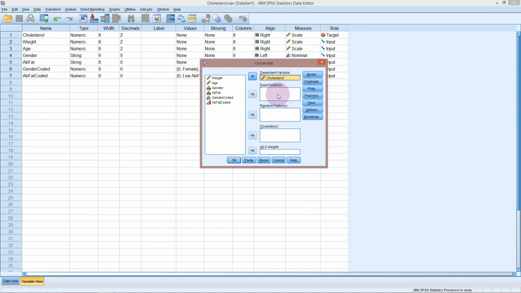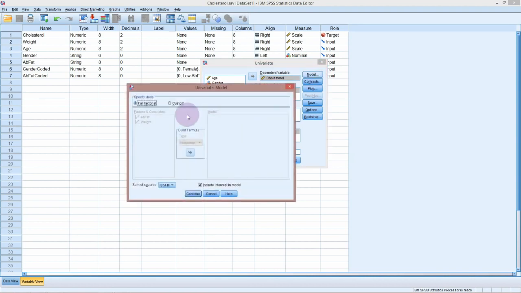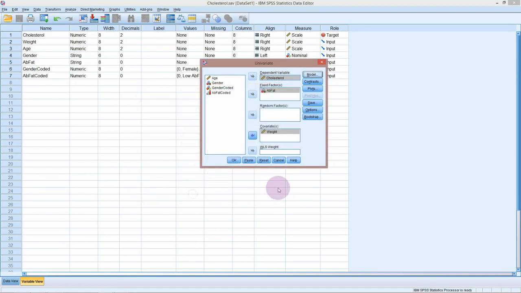The fixed factors, these are any categorical variables that you have, and we're just going to look at ab fat. And a covariate is something which co-varies with the dependent variable, and this would be another continuous variable. So I am going to put weight into this one. Now by default, I believe that SPSS will build a full model with all interactions, and we just want the simplest model with the main effects. So we're going to go to Custom, select both of these, choose Main Effects, and then click Continue.